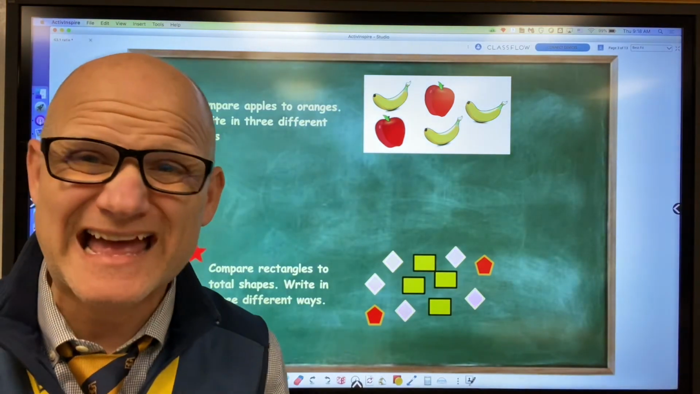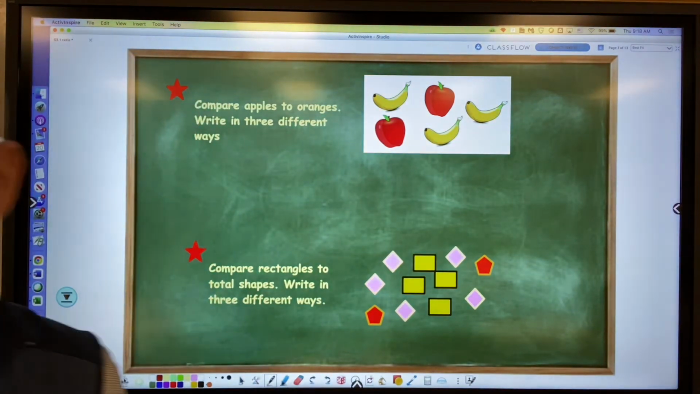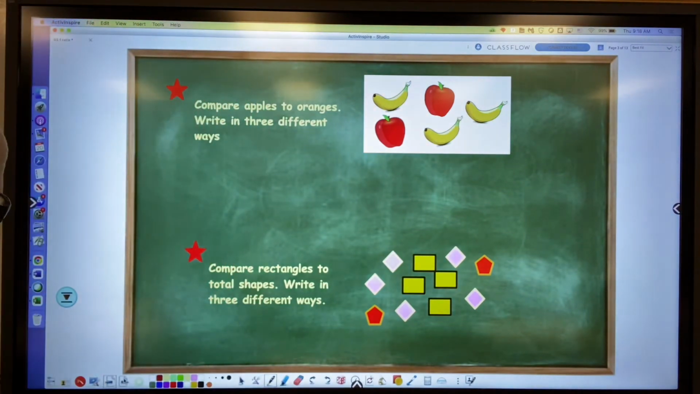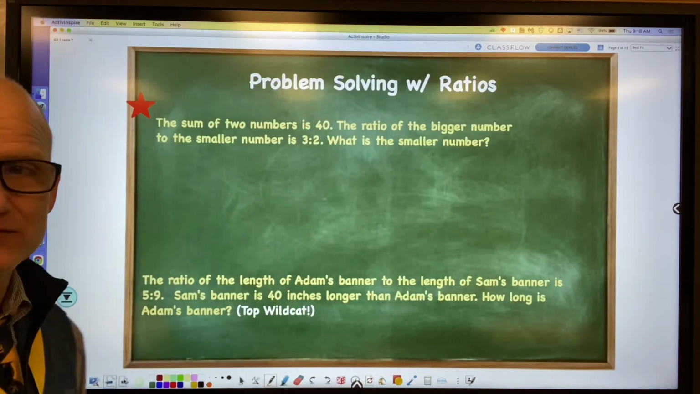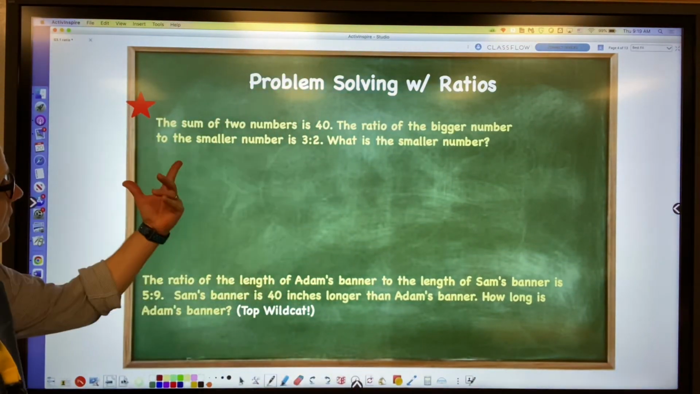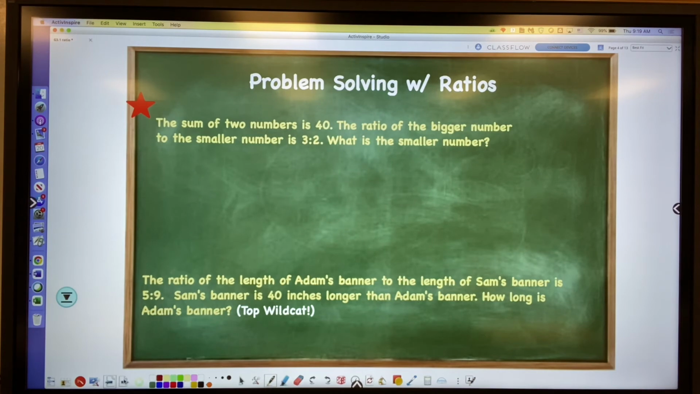And then the last thing we are going to do, did I tell you this is going to be a very short video tutorial? Let's solve this problem with ratios. It says the sum of 2 numbers is 40. The ratio of the bigger number to the smaller number is 3 to 2. What's the smaller number? So solve that one.